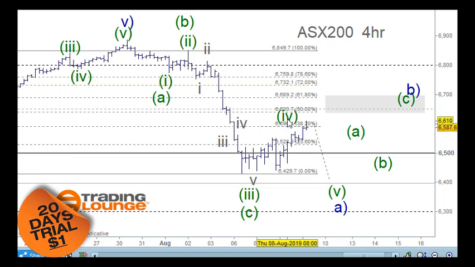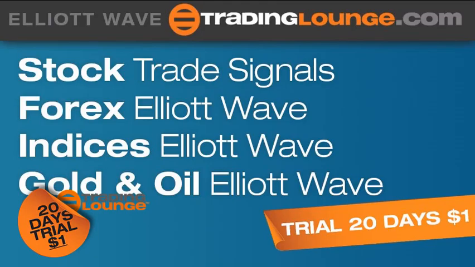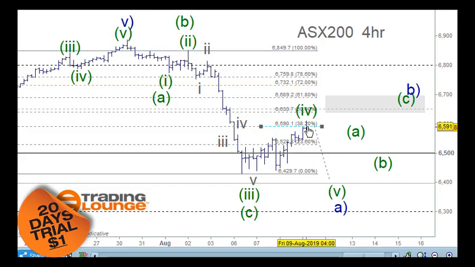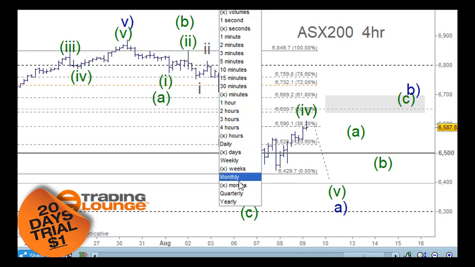So we look at this here as a possible wave 4 at the 38.2% retracement level. That's what we've been considering, and we're kind of there now. So let's go in and have a look at this.